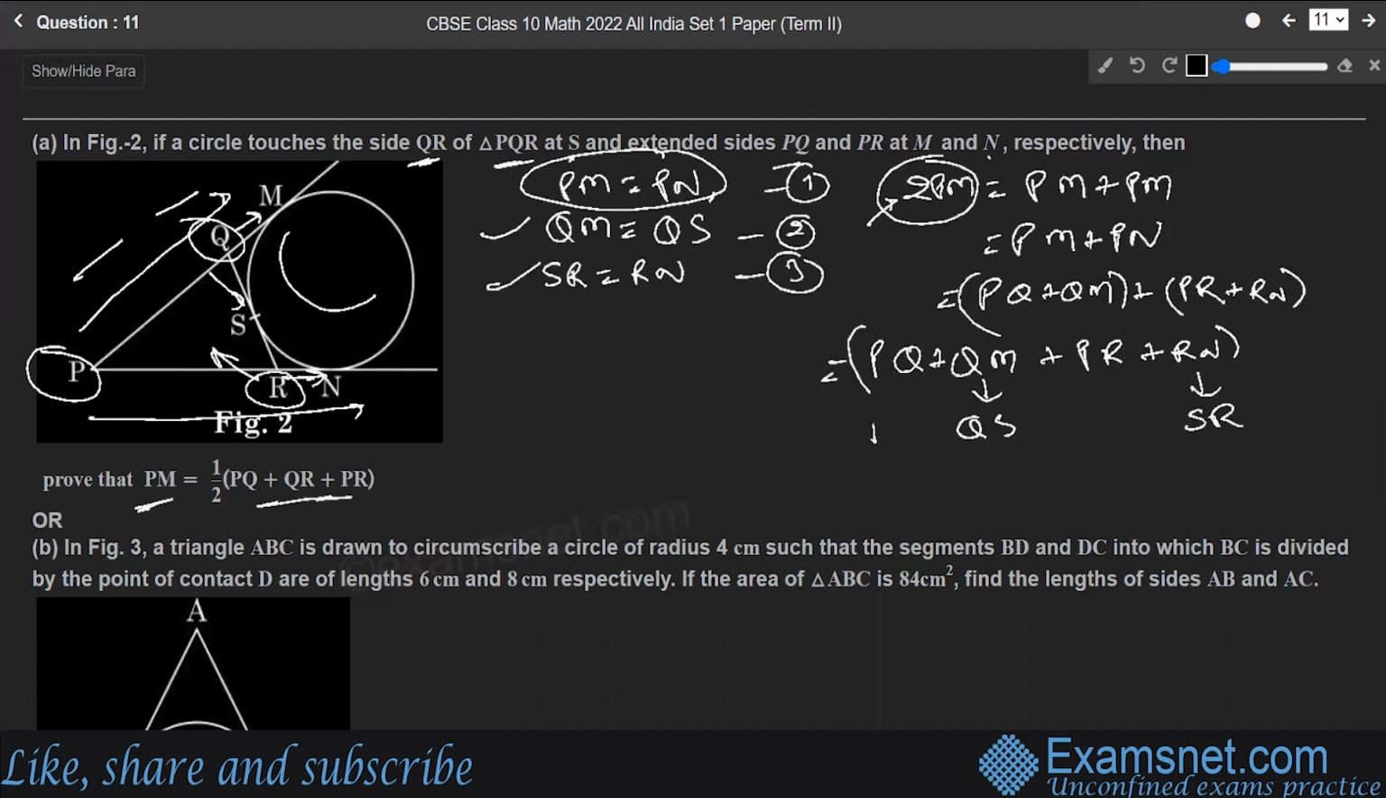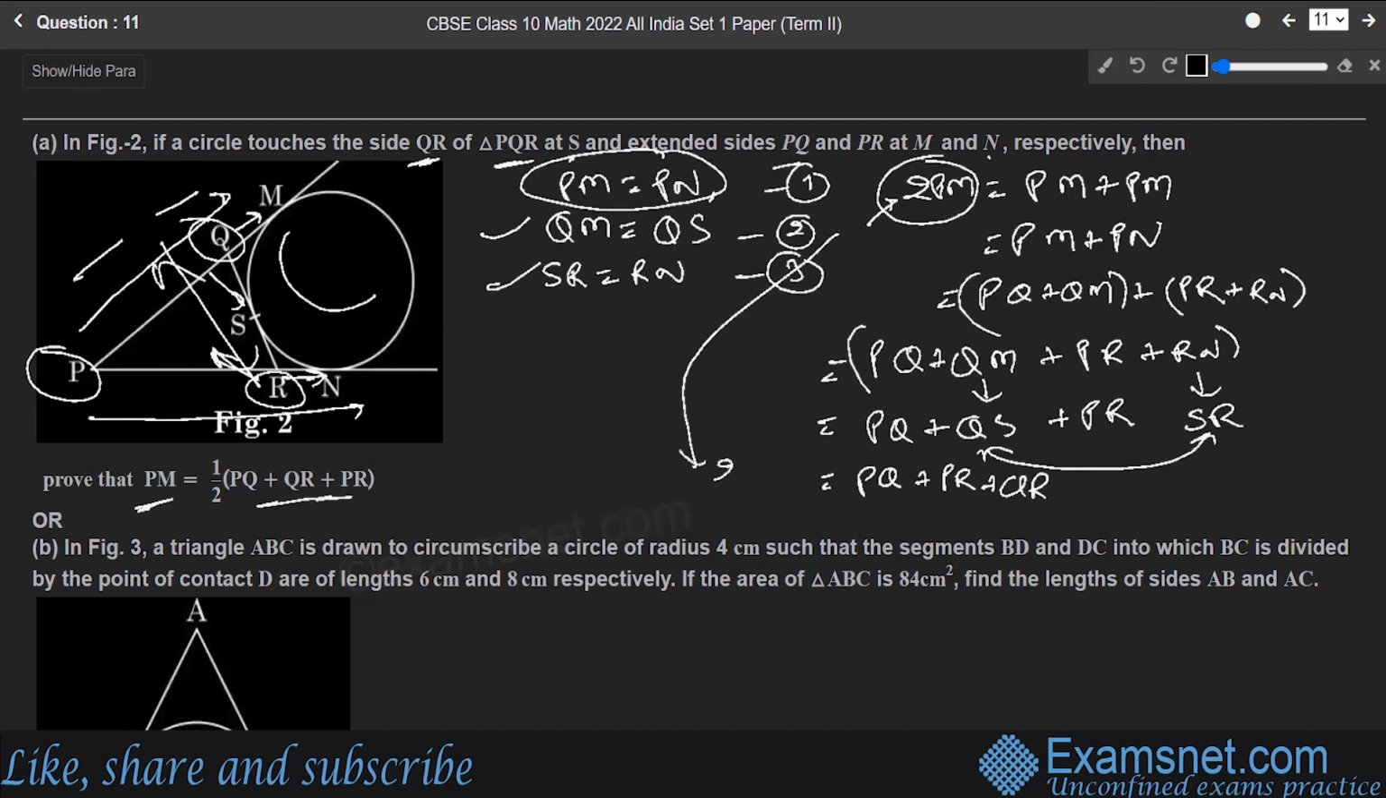Now, in place of PQ, let me write just PQ, and in place of PR, just PR. Now, if you can see, QS plus SR is nothing but the whole side QR. So we can write this as equal to PQ plus PR plus QR. And that is what the left hand side was, always 2 PM.